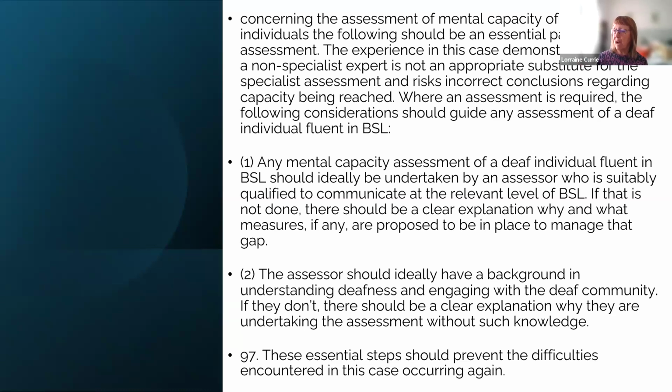And the case went on to describe that for any mental capacity assessment of a deaf individual who uses BSL, you would need a BSL interpreter. And the assessor should have a background in understanding deafness and in engaging with the deaf community. And if you don't, then there should be an explanation about why you're carrying that out without that expertise. So although this is focused on deaf individuals, it really expands to any kind of situation where you're assessing capacity and a specific interpreter is likely to be of value.